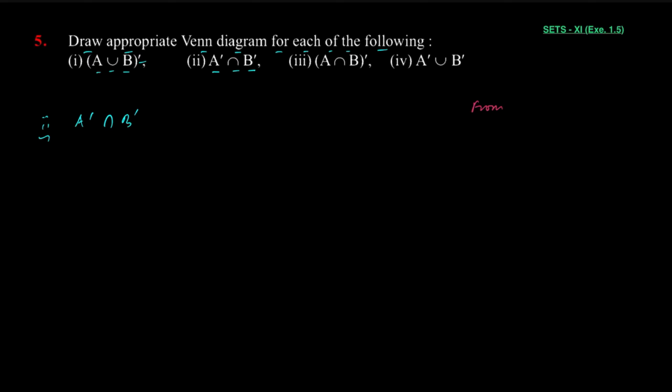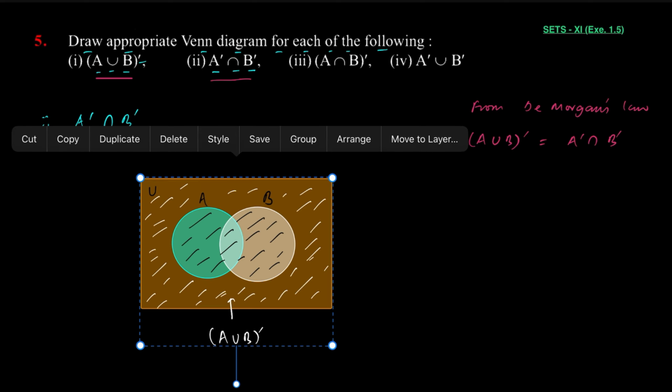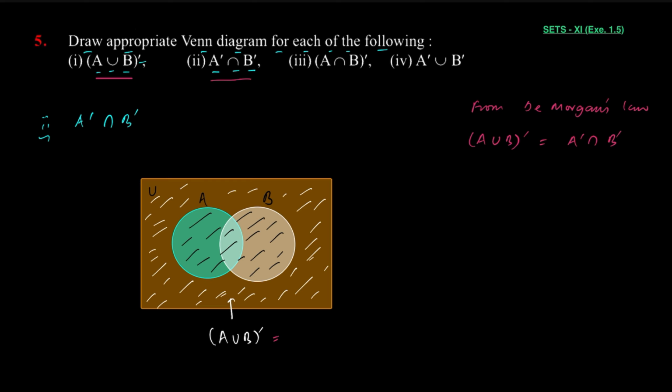As from De Morgan's law, we have A union B whole complement is equal to A complement intersection B complement, meaning that the set in the first part is the same as the set in the second part. So this implies that both these parts will have the same Venn diagram, as A union B whole complement is equal to A complement intersection B complement, which is clear from De Morgan's law.